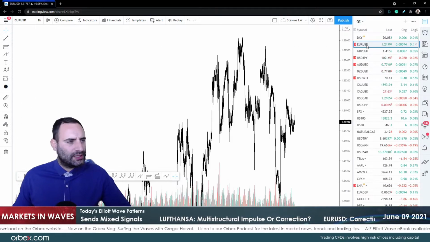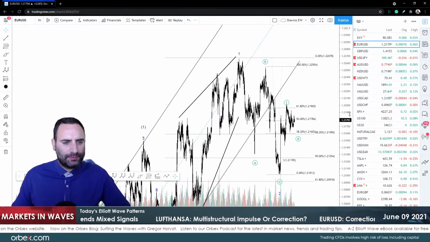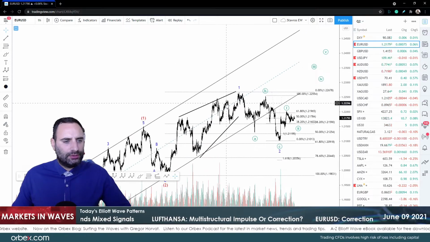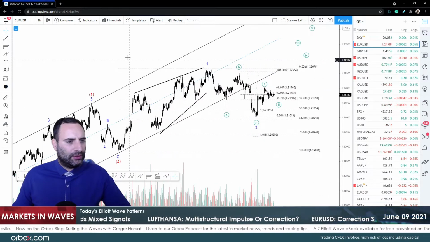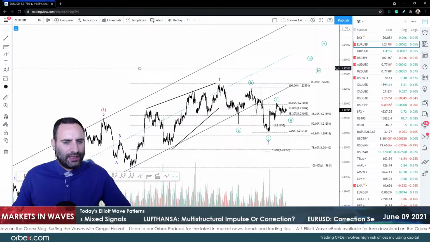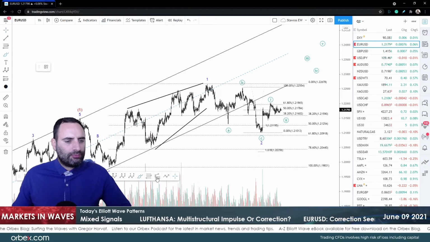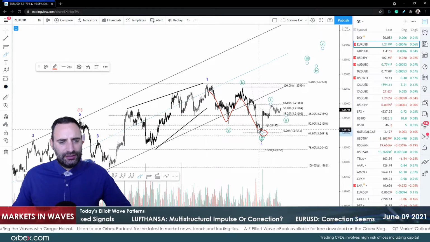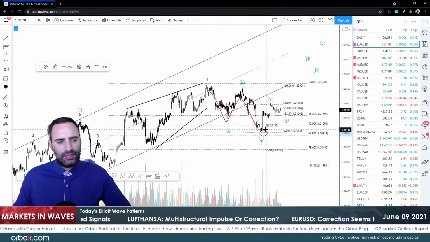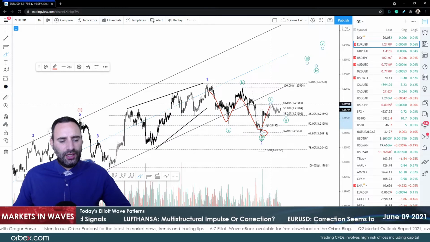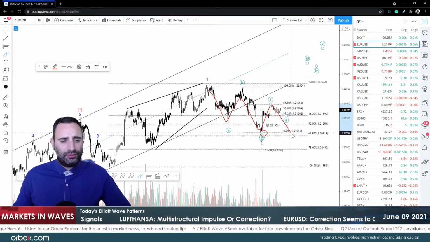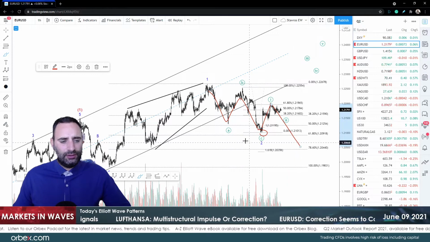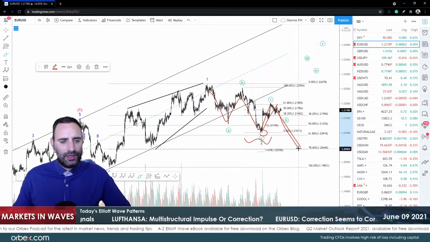I'm going to be starting with the euro dollar, obviously, because that's the main asset here that we need to really focus on, right? We've been talking about this being a correction down here and having ended. We've also looked at the possibility of this continuing lower, which would be like a W, X, and Y.